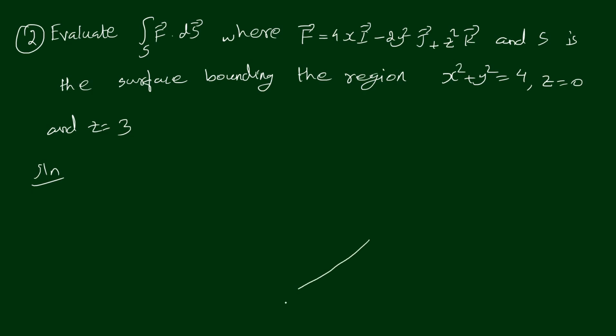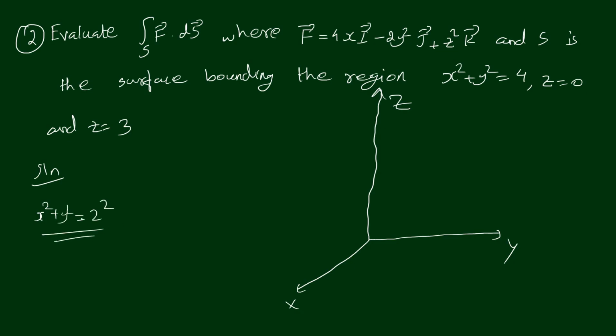So suppose this is the x-axis, this is the y-axis, and suppose this is the z-axis. x square plus y square is equal to 4. We have seen this: x square plus y square is equal to 2 square. So if only in 2 dimensions, it is a circle, right? A circle with center at the origin and radius 2.